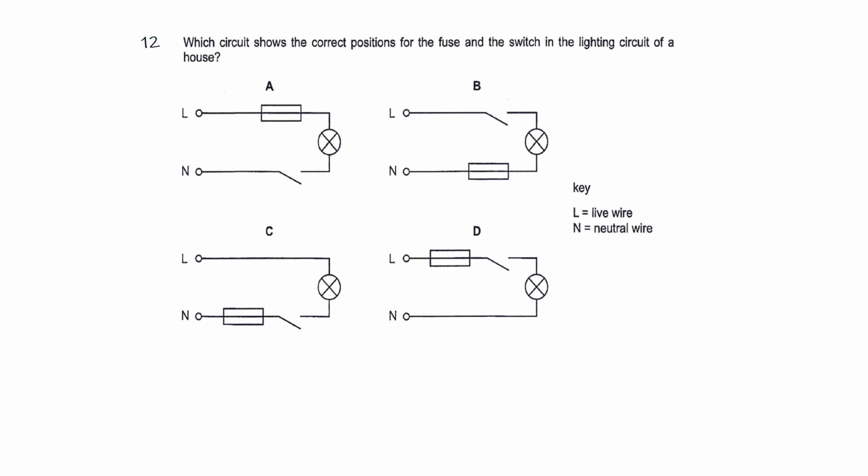The circuit shows the correct positions for the fuse and the switch in the lighting circuit of a house. A very important thing to take note is that the fuse and the switch in the circuit must be connected to the live wire, while the metal casing must be connected to the earth wire. This is a very important thing that you must remember. So you can see a red star there. All those that have a red star beside it for this video, please make sure that you know them. Alright, so the answer for this question is D.